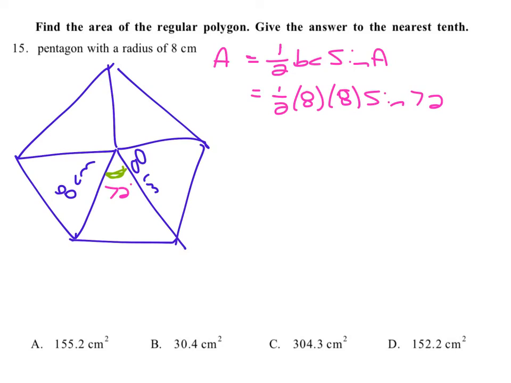Let me see. Actually, let's do sine of 72 first. Okay, times 0.5 times 8 times 8 equals 30.43, and that's for one triangle. We need all 5 of them, so times 5, and I get 152.16, or approximately 152.2 centimeters squared. That is D.